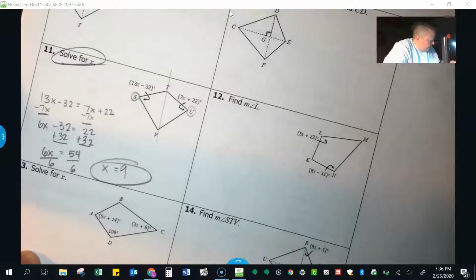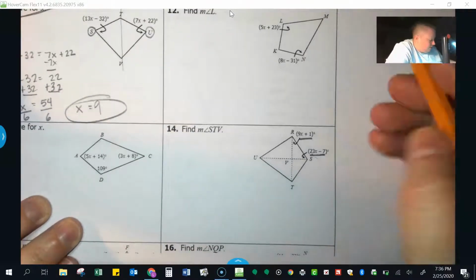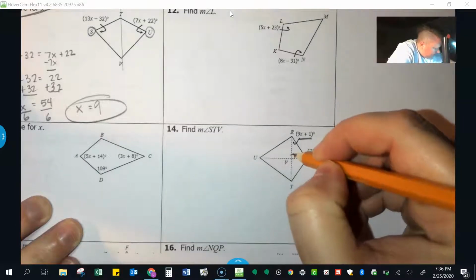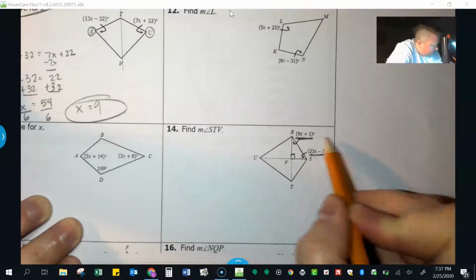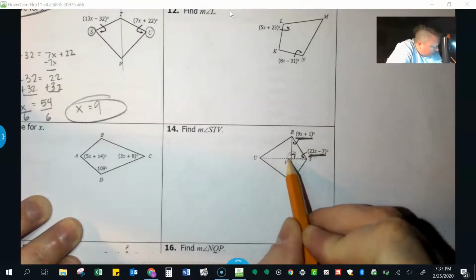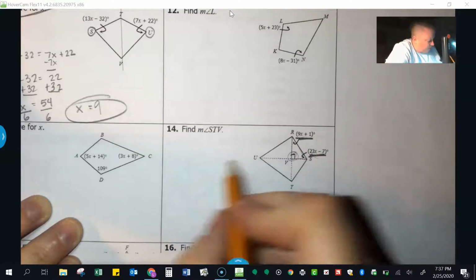Here on this one, I'm not going to do it for you, but I am going to help you set it up. Number 14. Again, remember I told you that we have right triangles here. So I know that this angle plus this angle plus this angle all equal 90. So I can set it up so I can solve for x.